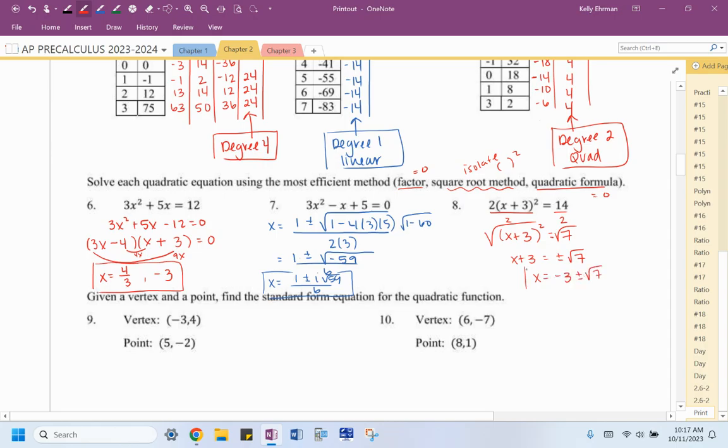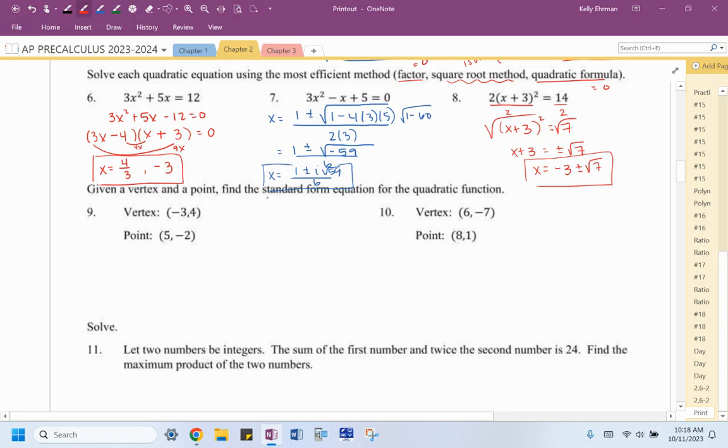The long way to do number 8 is to FOIL out x plus 3 squared, multiply by 2, subtract 14, do quadratic formula, and get all the way here. But again, you want the most efficient method so that you're not wasting a bunch of time.